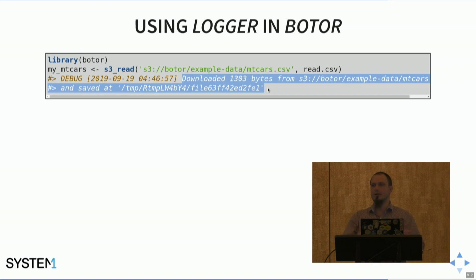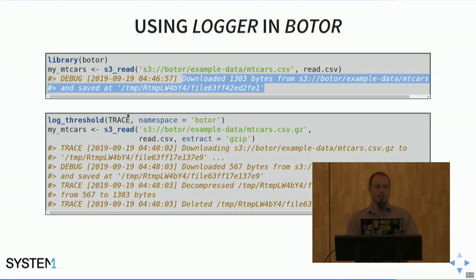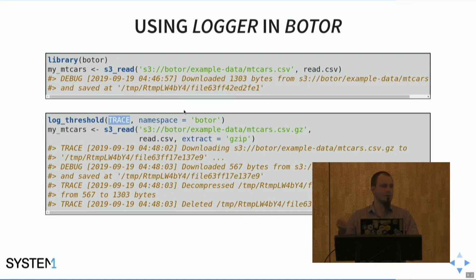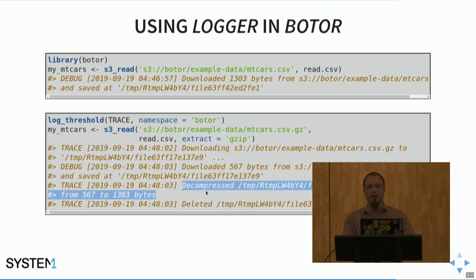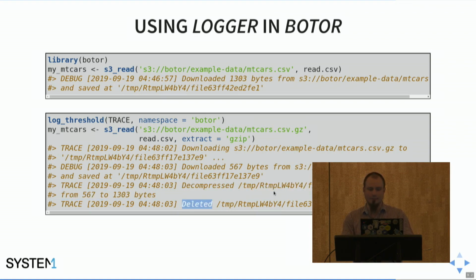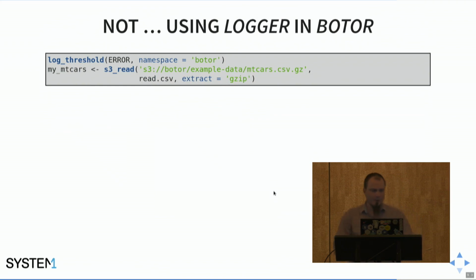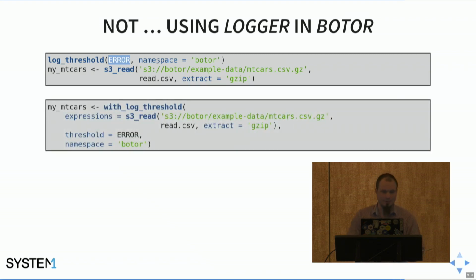If you don't like that, you can just kill that and get rid of the log messages, or you can update the log threshold to be trace, so that you get more detailed logging. For example, here it will do the decompressing, log the change in the file size, and also log the cleanup process. If you don't like that, again, you can set an error or very high log level threshold, and you will get rid of all those messages.